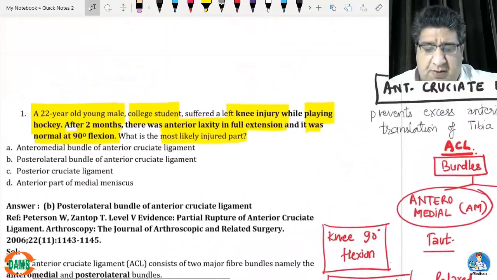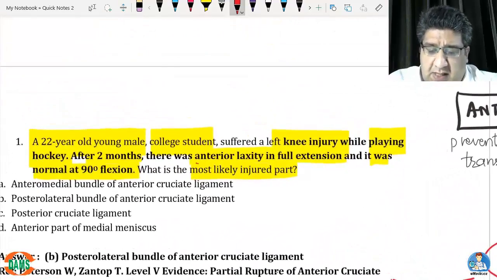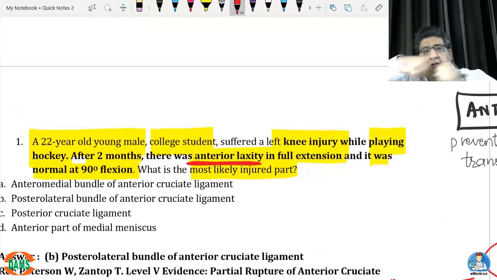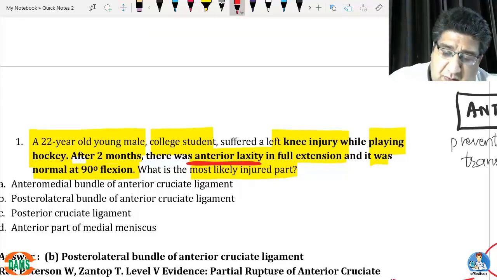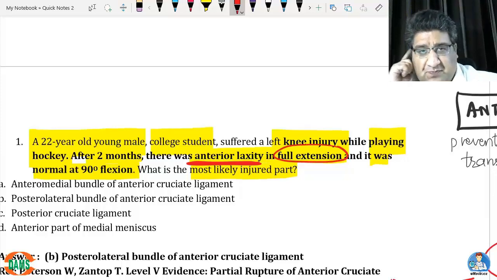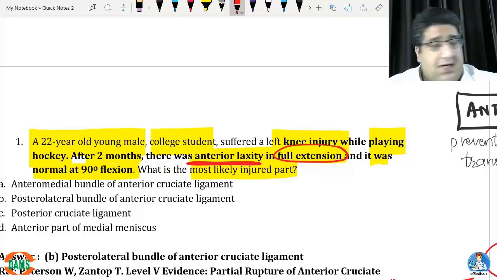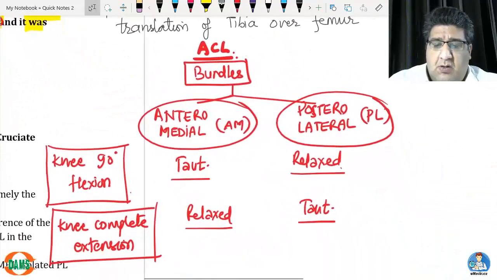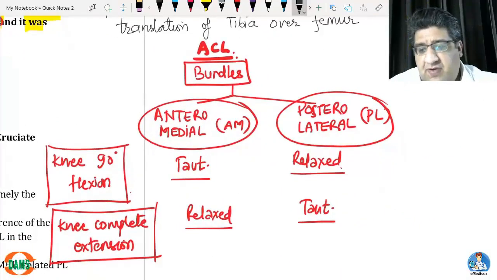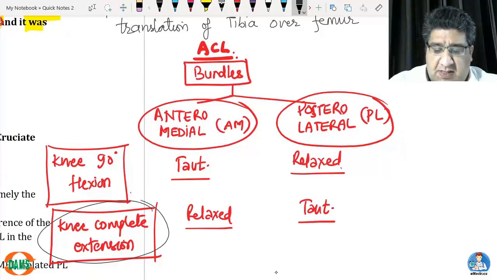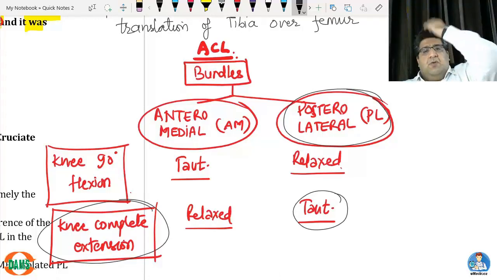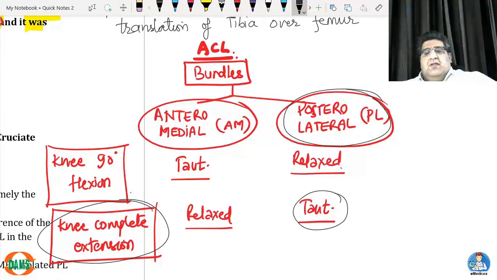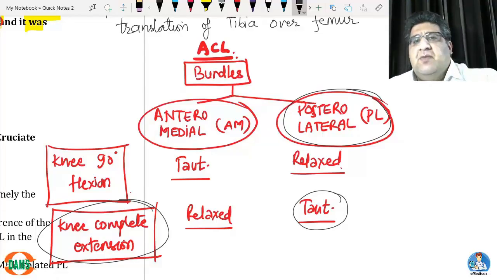Now if you see the question again, there is anterior laxity. The anterior movement of tibia is there. But there is anterior laxity in which position? Full extension. You have to think it like this. Tell me, in full extension, whose job was to prevent that anterior laxity? This bundle, because it is taut in this position. So it was the job of the posterolateral bundle, but since there is anterior laxity, that means the PL bundle is not working. That means the PL bundle is torn.